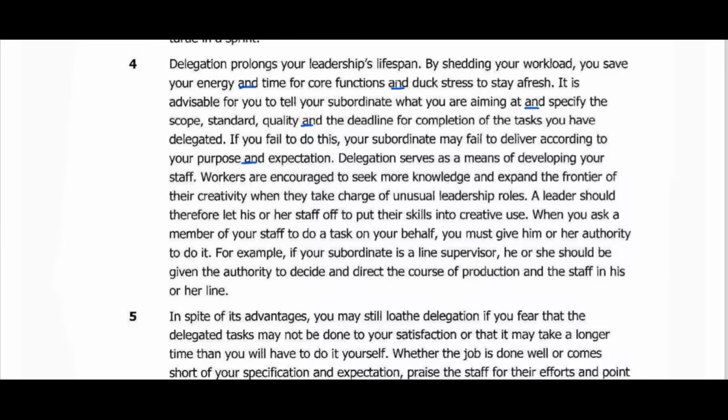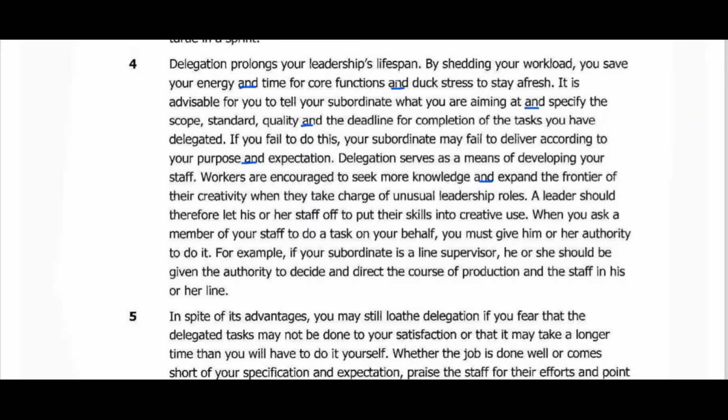Delegation serves as a means of briefing your staff. Workers are encouraged to seek more knowledge and expand the frontier of their creativity when they take charge of unusual leadership roles. A leader should therefore let his or her staff off to put their skills into creative use. When you ask a member of your staff to do a task on your behalf, you must give him or her authority to do it.